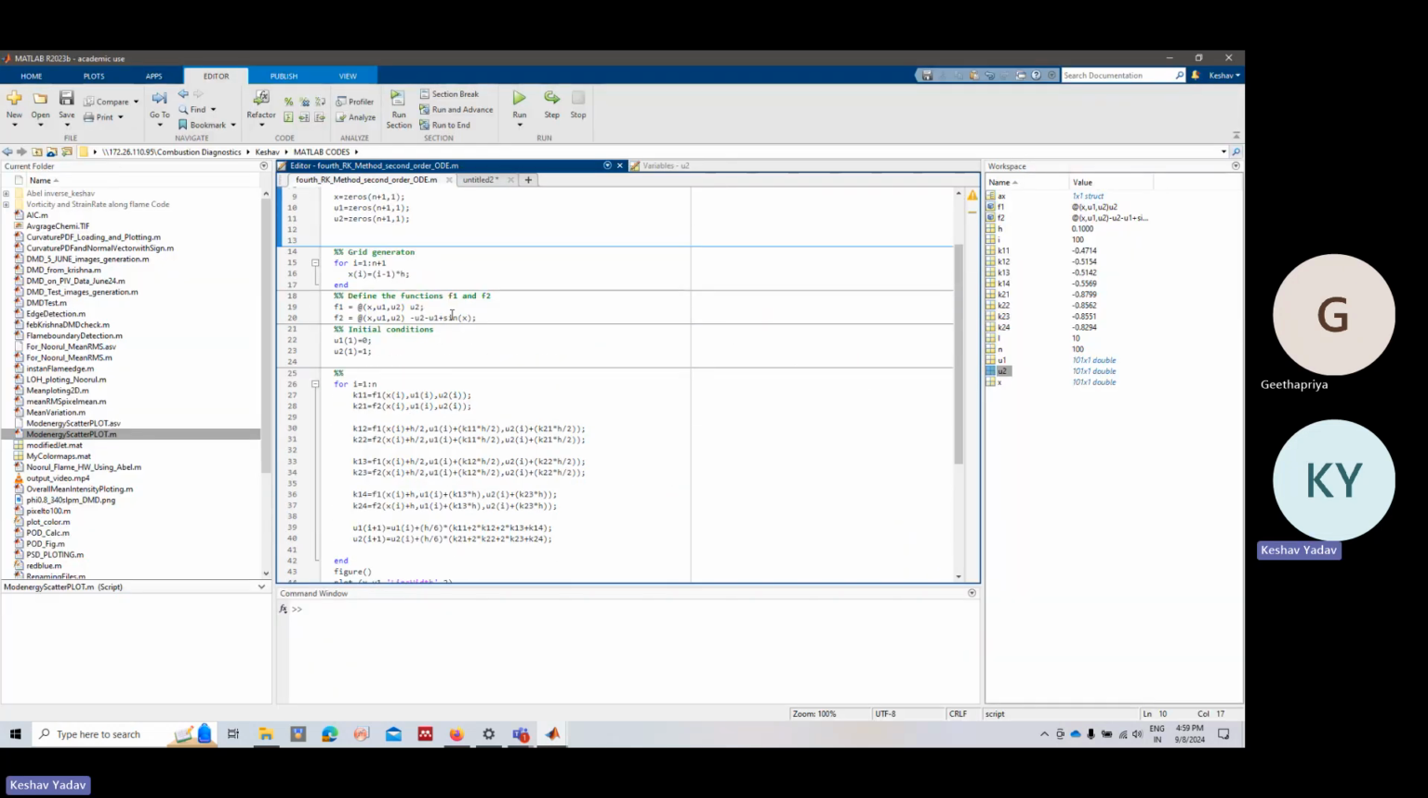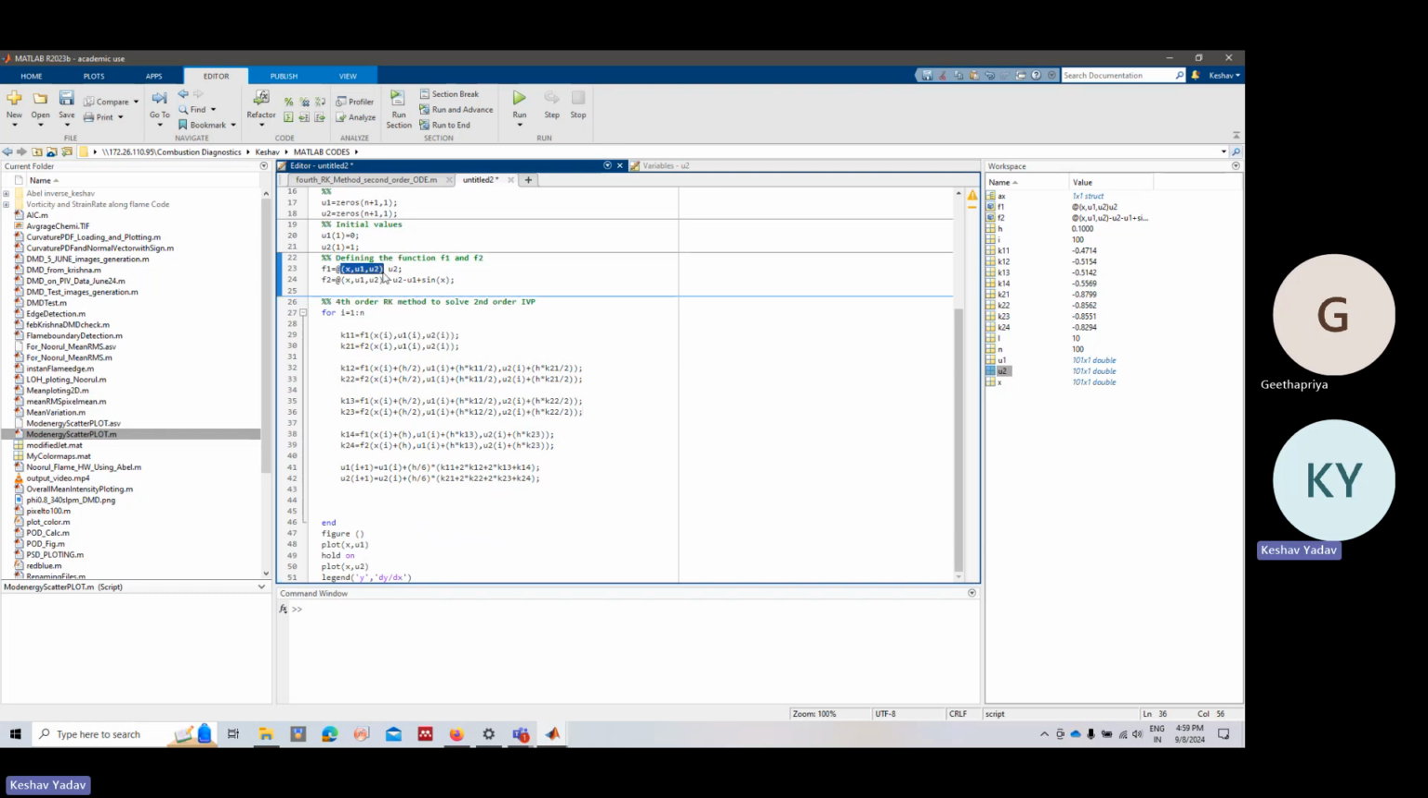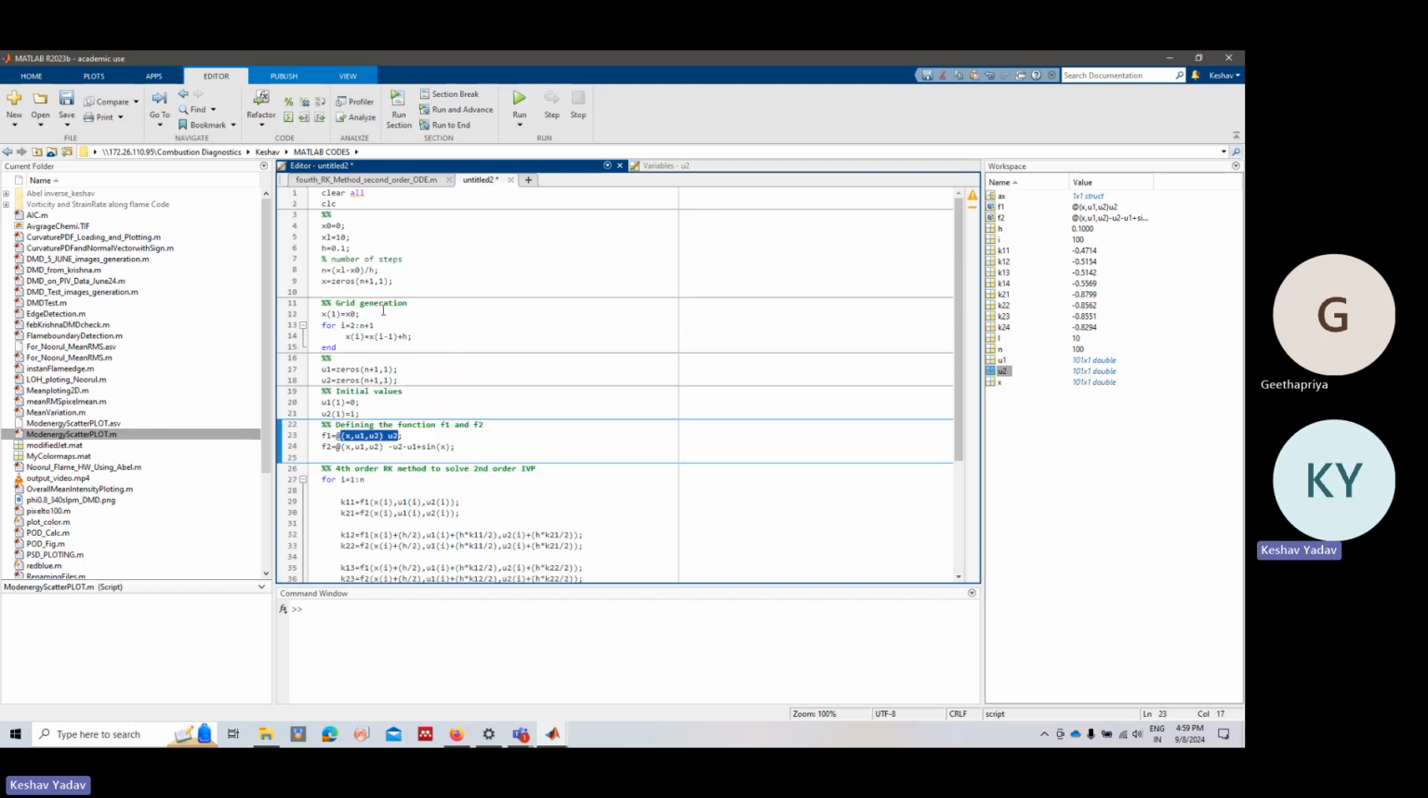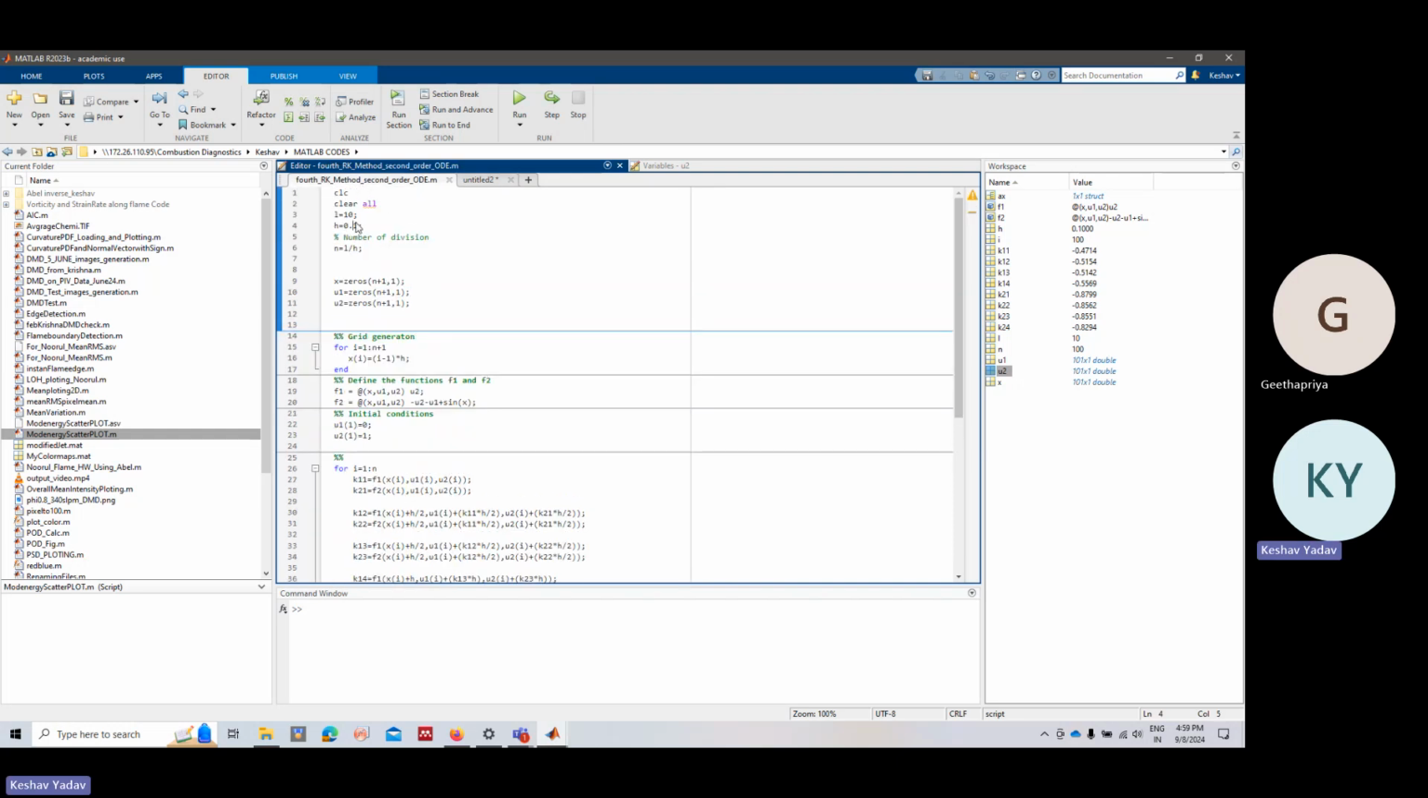We first defined F1 and F2. If you want to solve a different initial value problem for a different ODE, you just need to find F1 and F2 and replace them here. And the initial condition, whatever you get, you put here. And the discretization, you change according to the step size, and you solve. Suppose I want to go for 0.01 step size. Now the step size is improved. I run again.